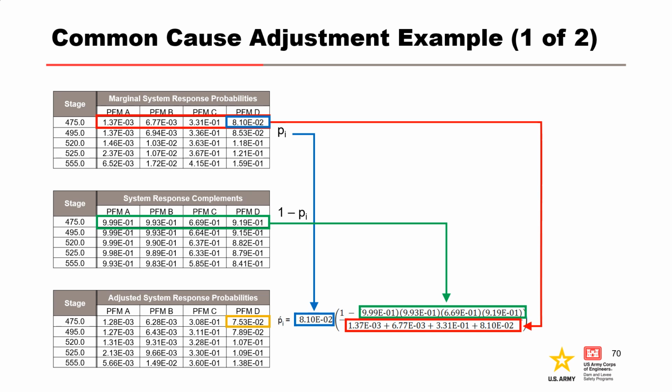For failure mode D at a stage of elevation 475, I'll take 1 minus the product of all the complements, which are the values in the green box. I'll divide that by the sum of all the marginal probabilities in the red box, and then multiply by the individual marginal probability, which is in the blue box. The result will be the adjusted value in the gold box. When one failure mode has a dominant probability, or when all the probabilities are relatively small, the common cause adjustment will usually be small.